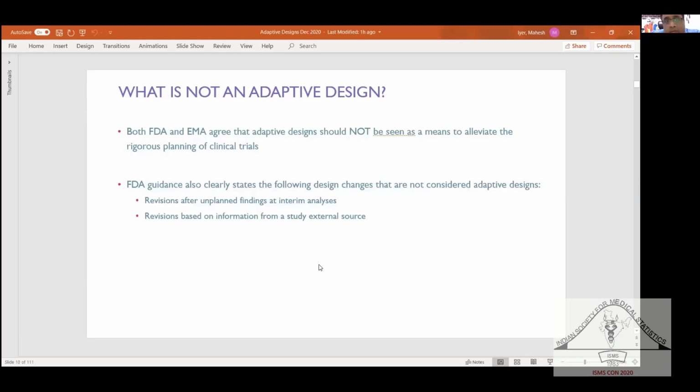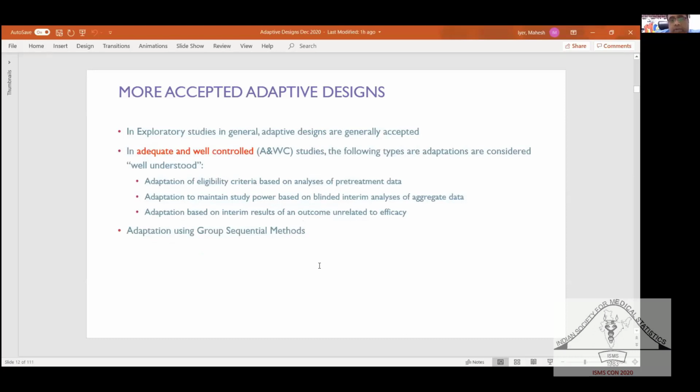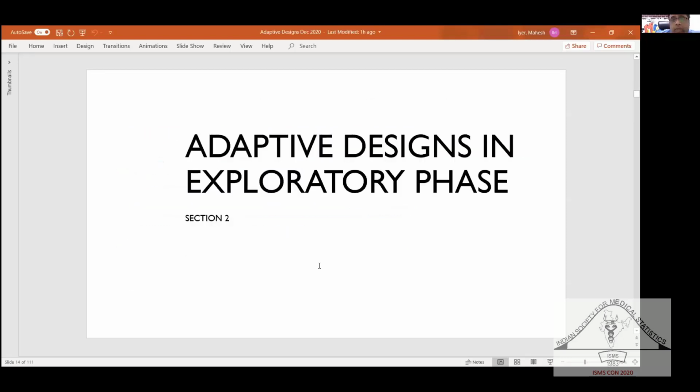Everybody understands now what is an adaptive design and what is not an adaptive design? Good. Okay. So now, obviously, while we're going to talk a lot about adaptive design, there are a few concerns. We will look at these at the end, right? And we'll come back and say, hey, let's look at what were some of the concerns. But right now, let's try and see how can we use some of these adaptive designs.